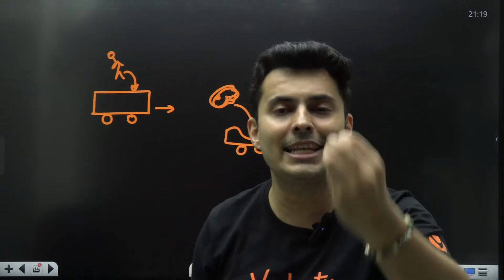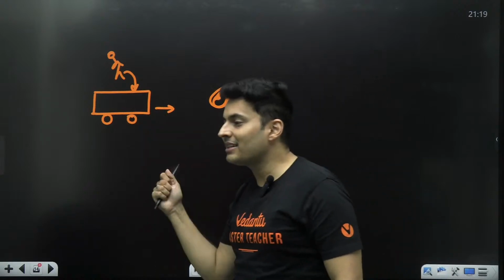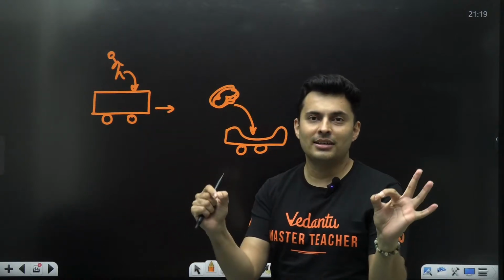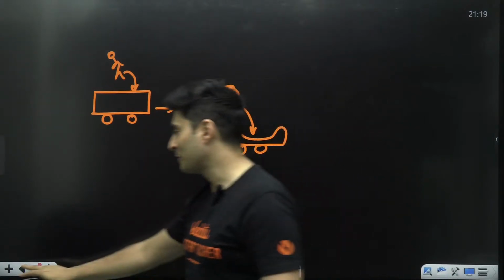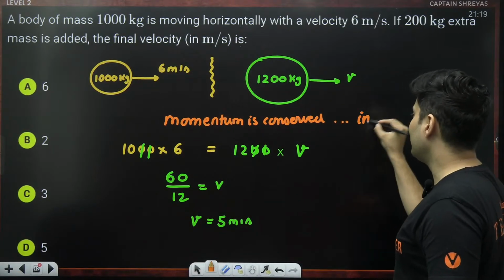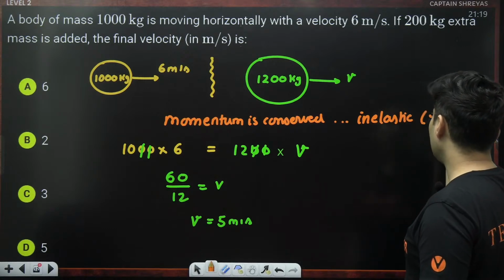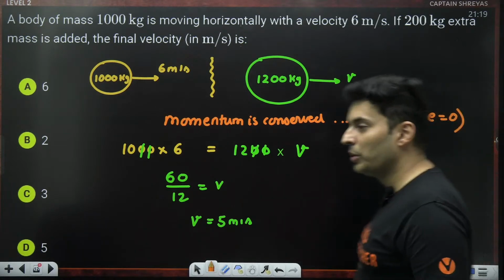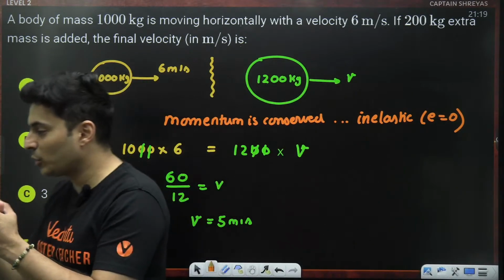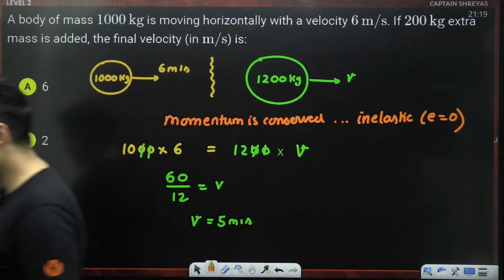It's an inelastic collision. So in an inelastic collision, you will see kinetic energy is not conserved, rather momentum is conserved. So actually speaking, this momentum is conserved, and this is an inelastic collision. In fact, the coefficient of restitution is 0, because they stick together and they move together as a combined mass. Is that clear?